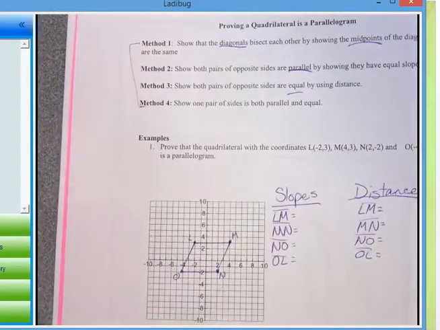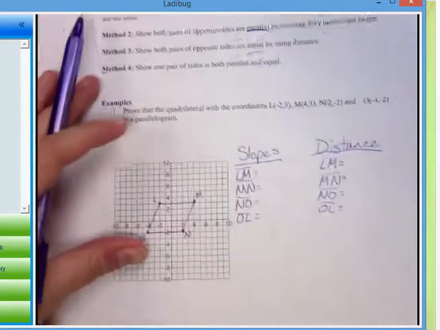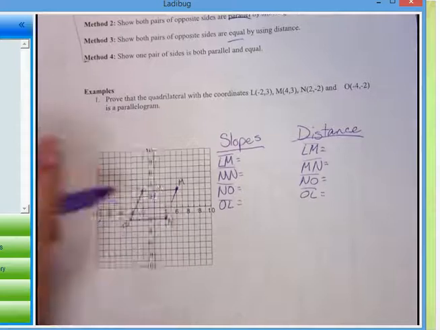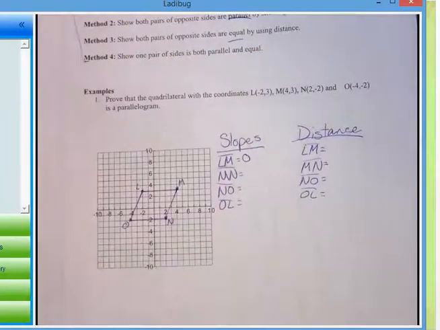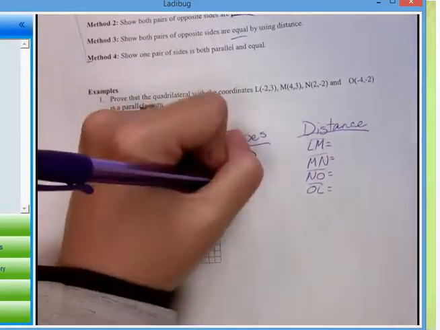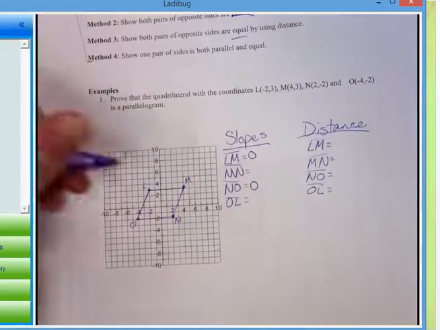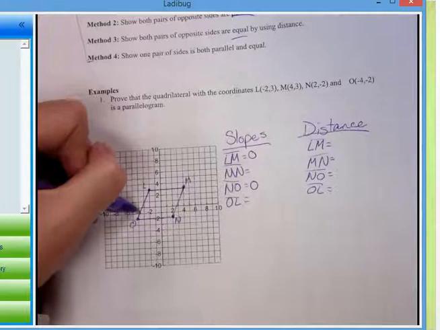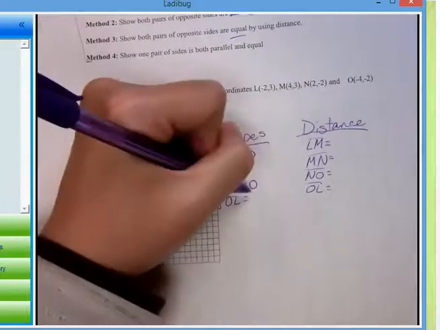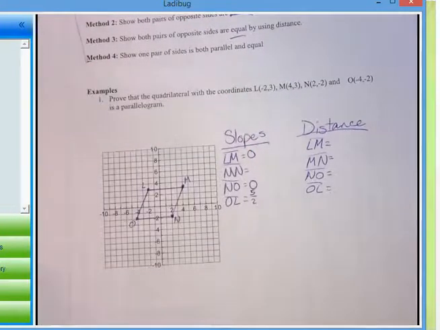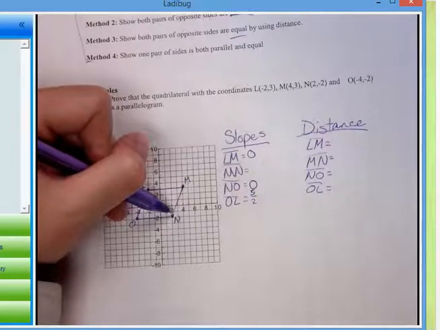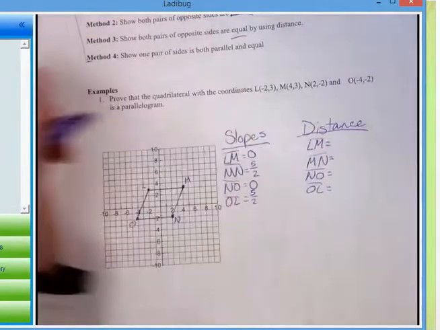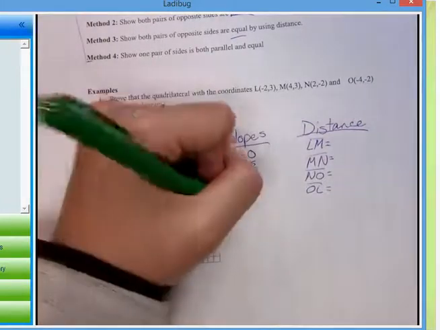Alright. Slopes. Hopefully we remember how to count. We're just going to count the rise over the run. First of all, LM, slope is 0. It doesn't go up or down. Same thing for NO. Slope is 0. So that's nice. And then we want to count the slope of OL. It goes up 1, 2, 3, 4, 5, and over 2. So 5 halves. And MN goes up 1, 2, 3, 4, 5 over 2. Hey, look at that. 5 halves.